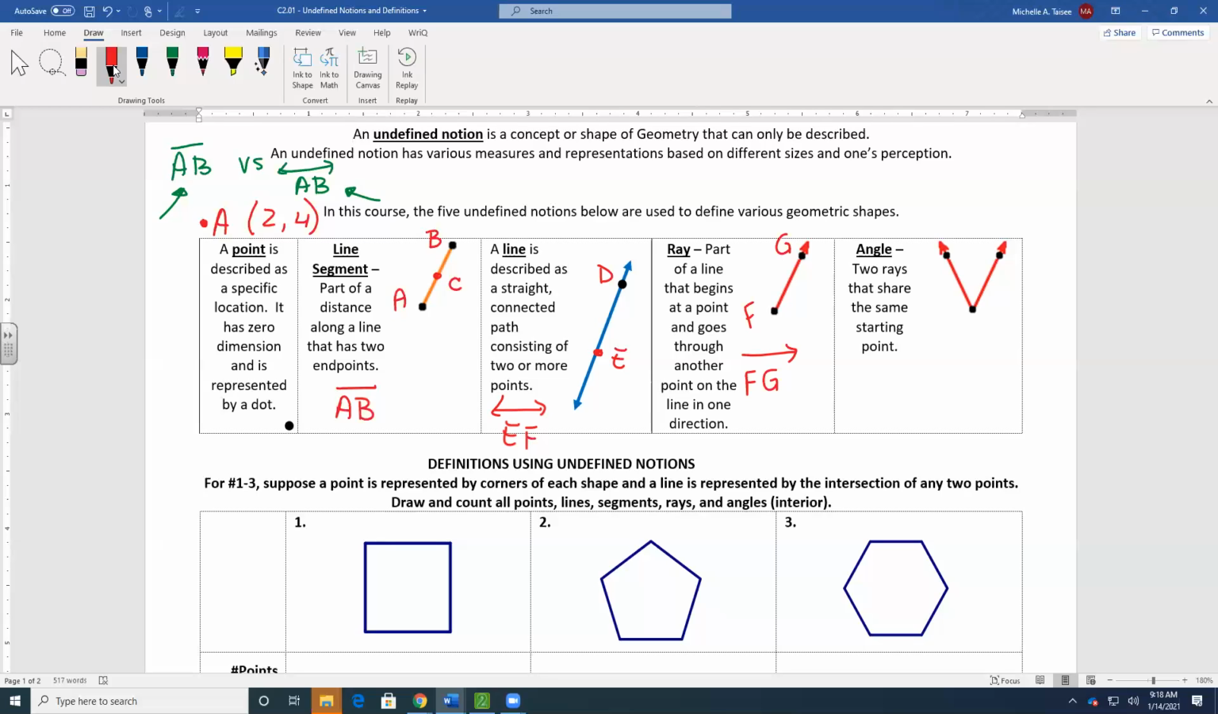All right, angles we use a whole lot. We list angles. It's 2 rays that come together. They share the same starting point. What do I call this point? Oh, yay. It is a vertex.